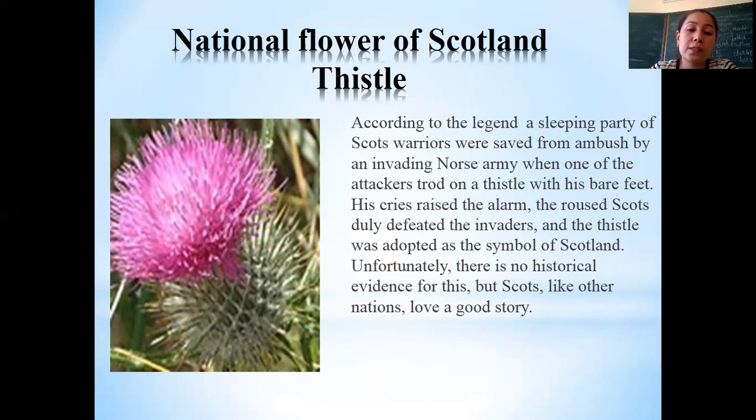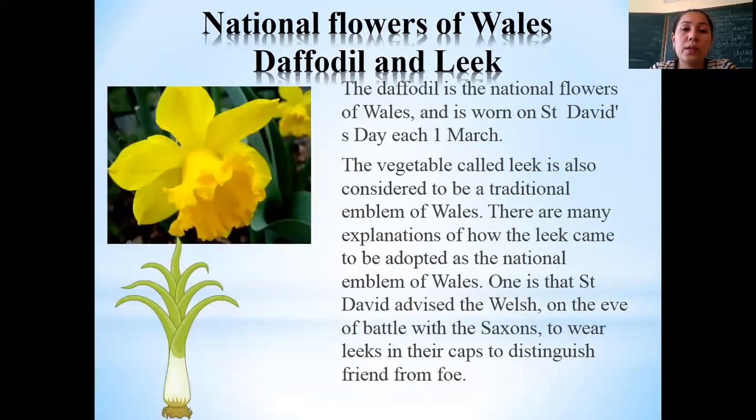And here we can see the picture of this thistle. So the next one is the national flower of Wales, the daffodil and the leek. The daffodil is a national flower of Wales and is worn on St. David's Day each 1st March.